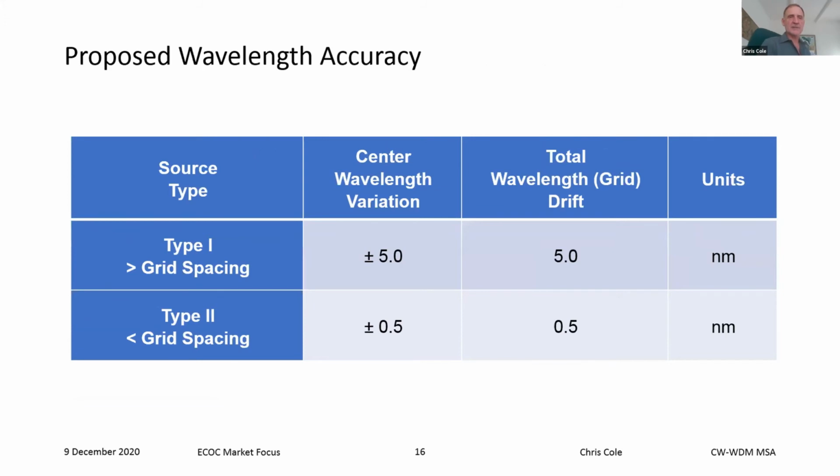The other interesting menu choice is for the type of grid spacing. So type 1 is where the drift allowed is actually greater than the grid spacing. You can see the proposed center wave variation here is plus or minus 5 nanometers with an additional 5 nanometer drift allowed during operation due to environmental conditions.